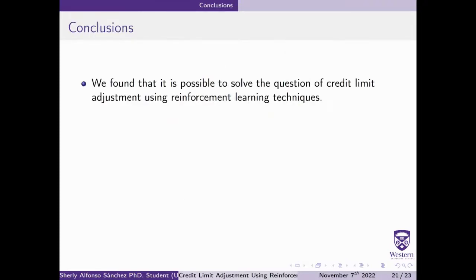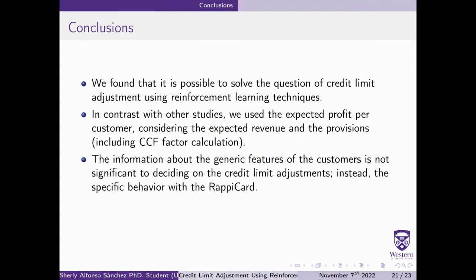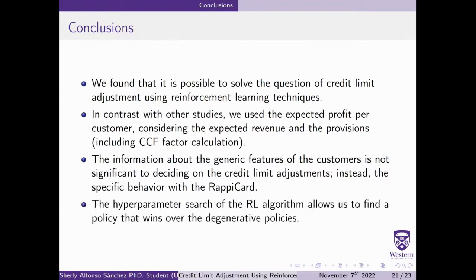So as conclusions, we found that it's possible to solve this question using reinforcement learning techniques. In contrast with other studies, we take into account not only the revenue, but also the provisions using the CCF factor calculation. We found that the information about alternative variables is not very significant in this case. So this methodology could also be applied to the traditional banking sector. And finally, doing adequate hyperparameter search, we were able to outperform the generated policies.